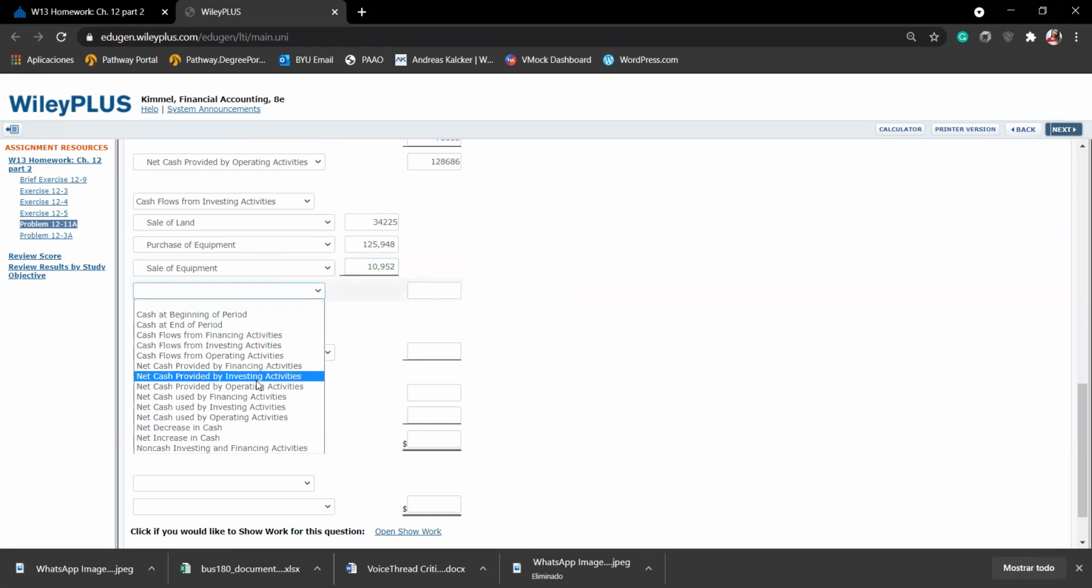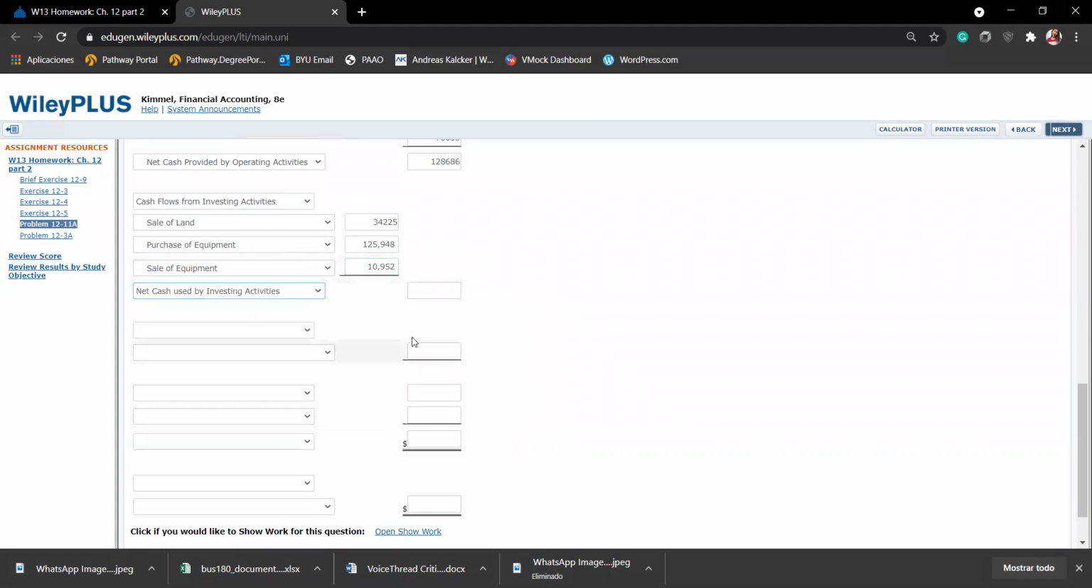Here we have the net cash used by investing activities. This is the amount. I need to clarify here that this is negative because we are purchasing the equipment, we are spending cash. So in the cash flow, this is negative. So the sum of these three have the result -2.